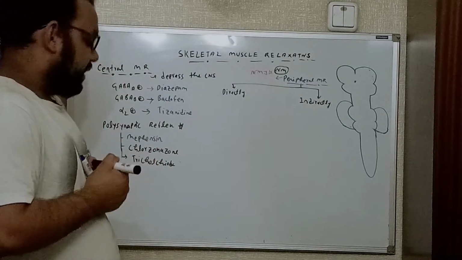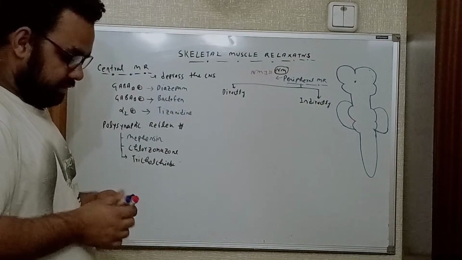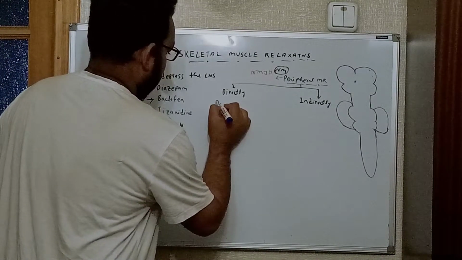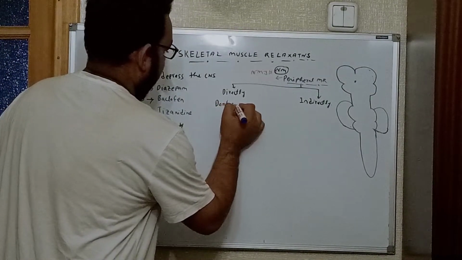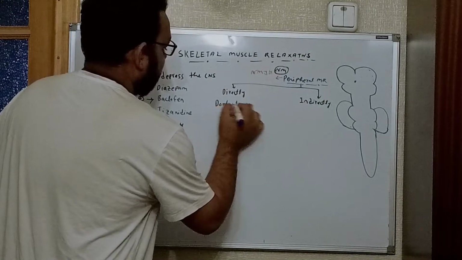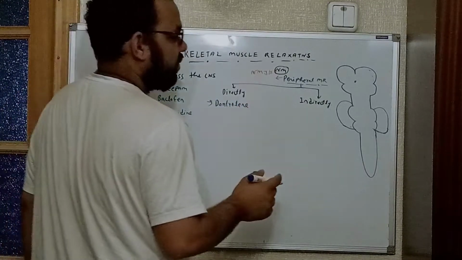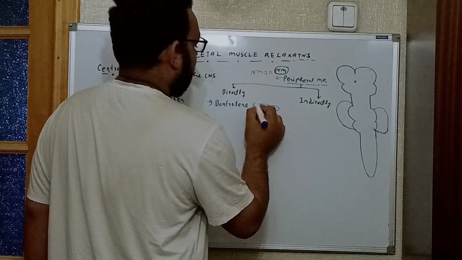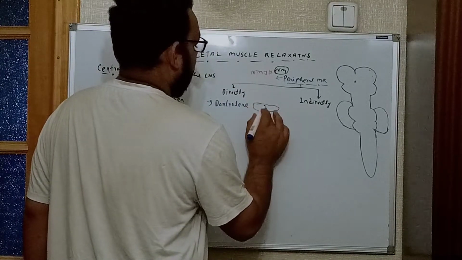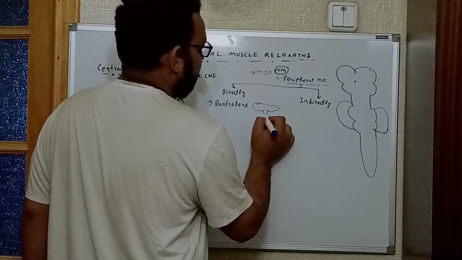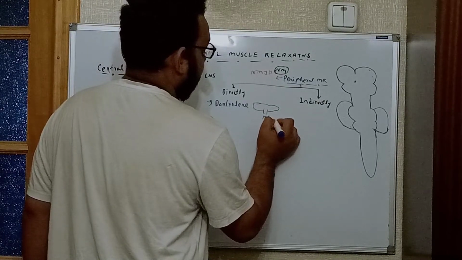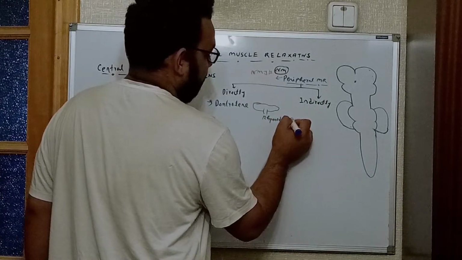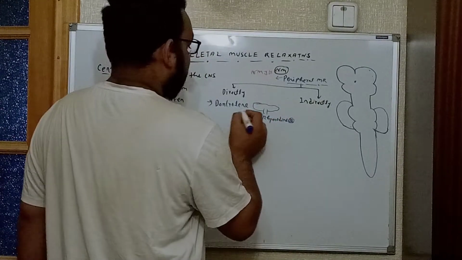Now if we talk about the directly acting drugs, we'll get dantrolene. How does this drug work? We know that in the sarcoplasmic reticulum there are receptors on top, known as the ryanodine receptors. Now what they will do, they will block these ones.